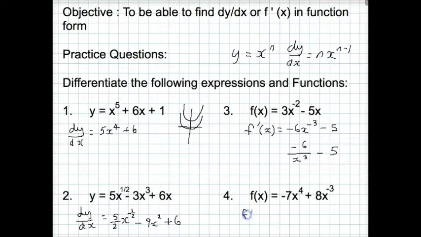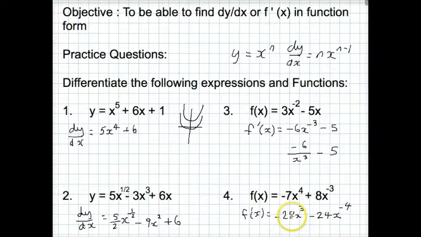And the last one here, question 4. So we've got f dash x to show we're differentiating. 4 times negative 7 gives us negative 28. Let's reduce the power by 1, it goes to a cube, so this one, power goes down by 1, 2, 3. And then the second term, negative 3 times 8, gives us negative 24. And if we reduce the power by 1, it goes down to negative 4.